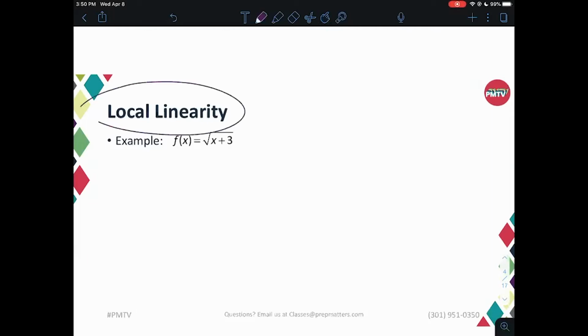So this phrase, local linearity, means exactly that. This means that if we zoom into a function enough, the actual function, regardless of what type of function it is, will appear linear. It will look like its tangent line at the point of tangency. So I'm not going to be able to zoom in enough to really show you this, but I'm going to try to show you as much as I can here.